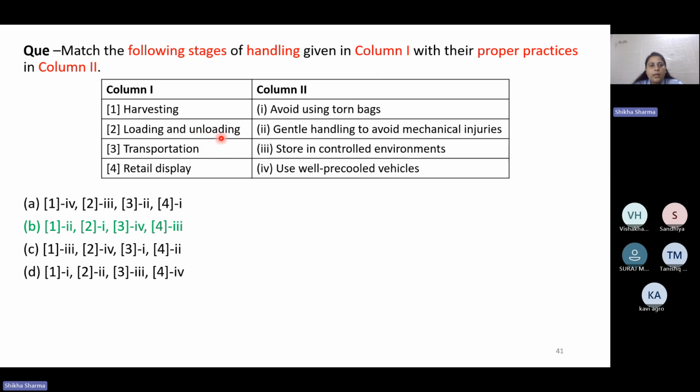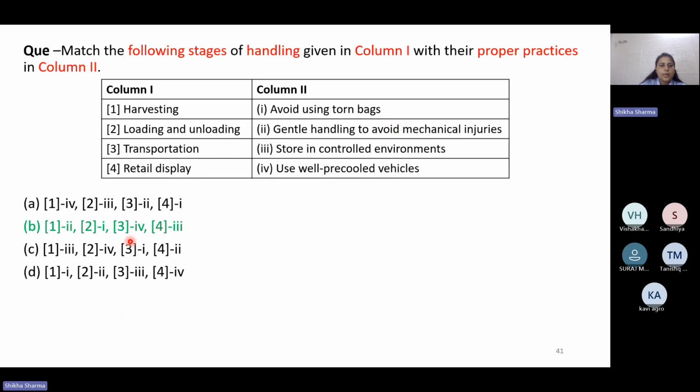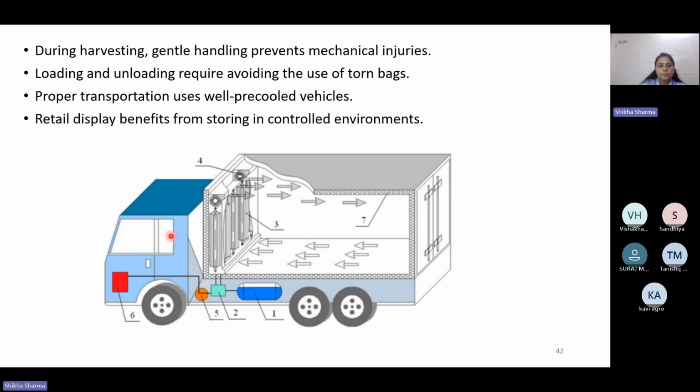Then loading and unloading requires avoiding the use of torn bags. Proper transportation uses well pre-cooled vehicles. Retail display benefits from storing in controlled environments. So in retail display, we should maintain controlled environments and then store. So D is the correct match.